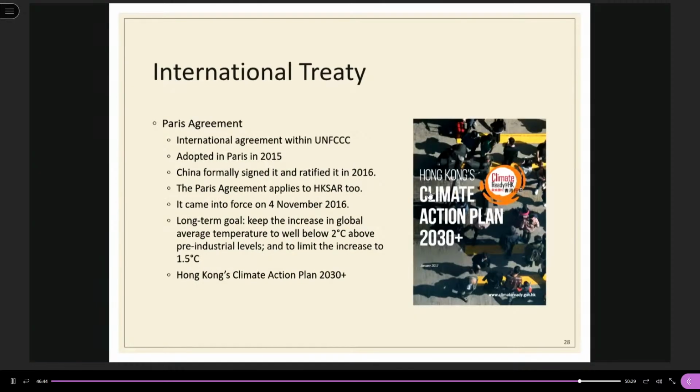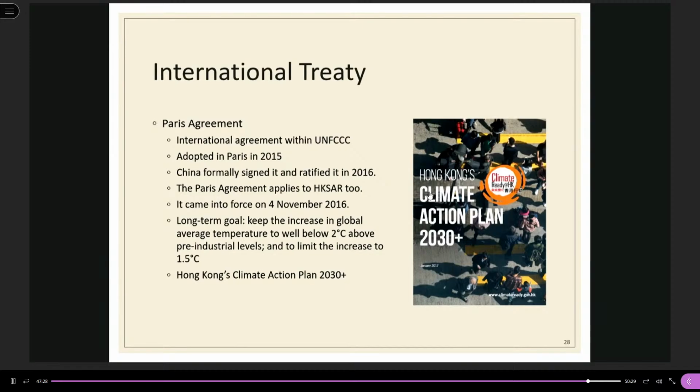Okay, and we have the Paris Agreement in the year 2015. China formally signed this agreement and put it into force from the year 2016. And the Paris Agreement applies to Hong Kong also. The Paris Agreement came into force on the 4th of November 2016. The long-term goal of the Paris Agreement is to keep the increase in the global average temperature to well below 2 degrees above pre-industrial levels. So it is very difficult actually.